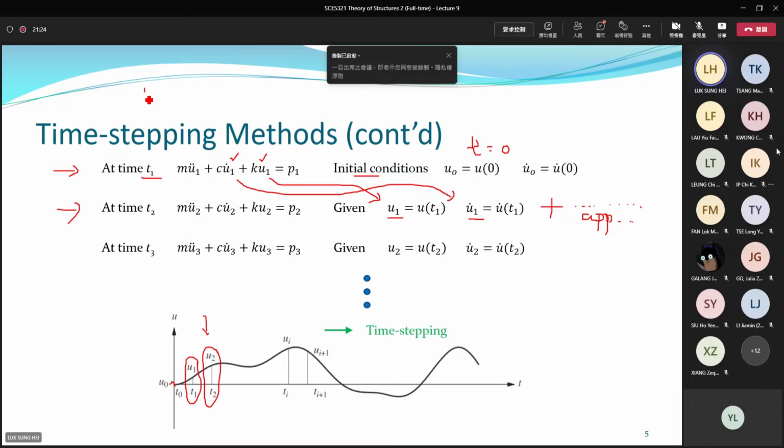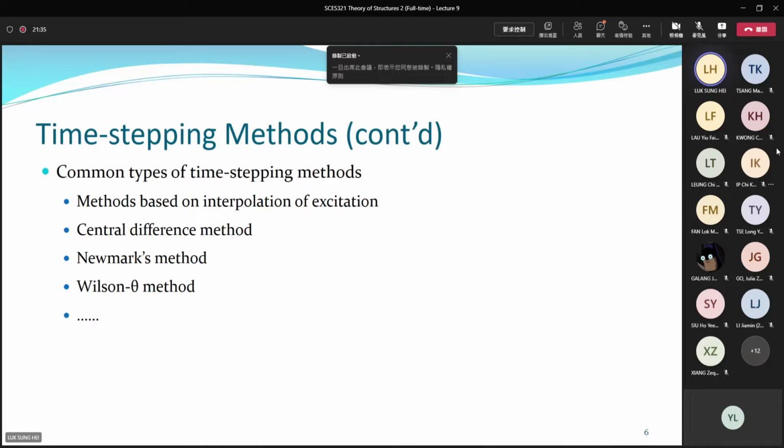Some textbooks call this time history method, or time history analysis. It depends on the term that you use. We have different numerical methods, different time stepping methods. We have interpolation, central difference, Newmark's, Wilson beta, and many others. In this module, we just pick 2 classical methods for discussion purposes. But when you read the textbook or search on the internet, you can find many numerical methods, more than these 2. We just introduce the background to let you know what the so-called time-stepping method is.